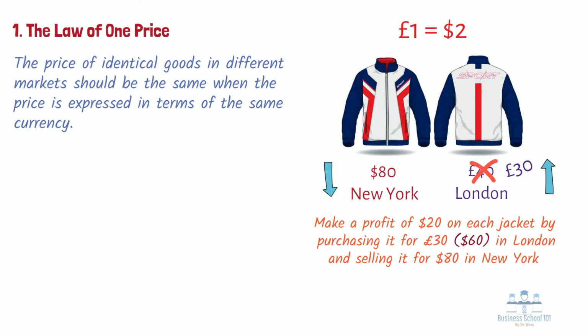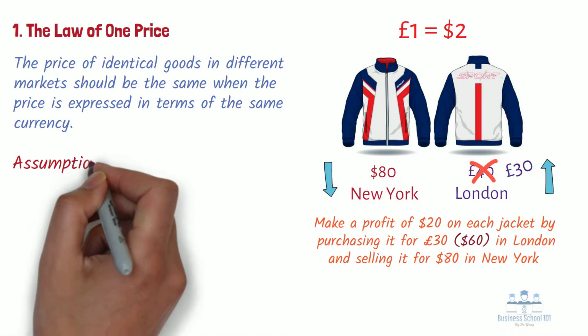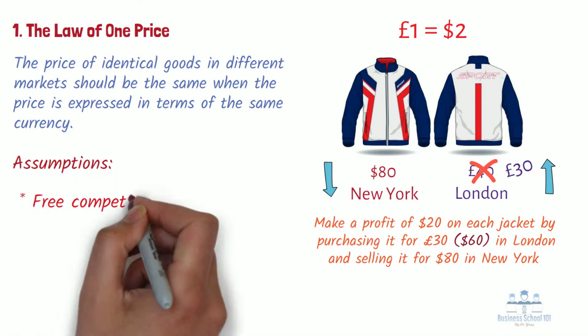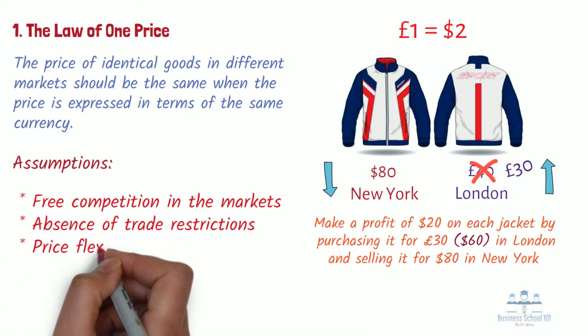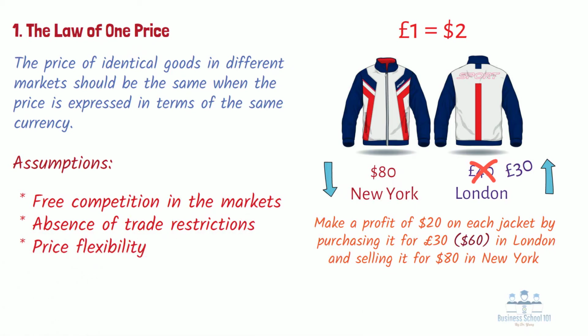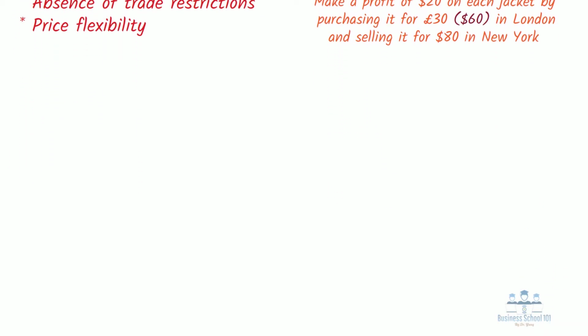Please keep in mind that the law of one price is based on several assumptions, which include free competition in the markets, the absence of trade restrictions, and price flexibility, which means neither sellers nor buyers can manipulate the prices of goods, and prices are adjusted freely. The law of one price is generally applicable to a wide range of goods, securities, and assets.